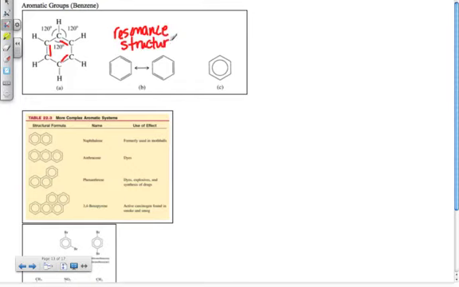And that's because in one you have the double bonds on the 1, 3, and 5, and on the other one you have the double bonds on the 2, 4, and 6. And this, believe it or not, is the usual representation. They put a circle in the middle to represent the delocalized electrons. So any of these are appropriate structures for benzene.